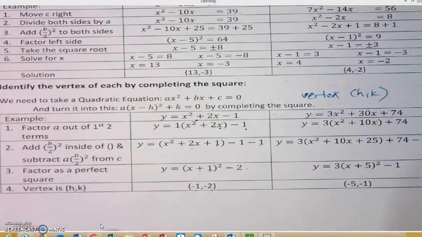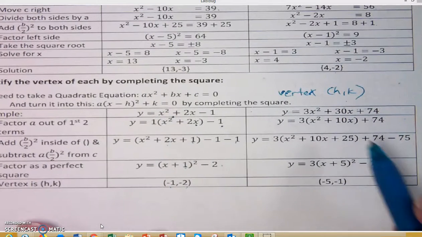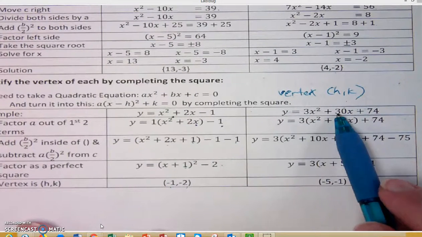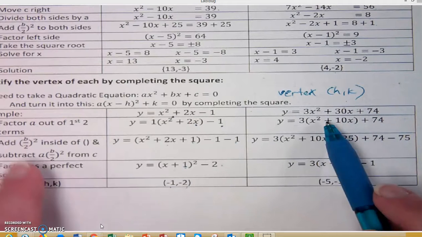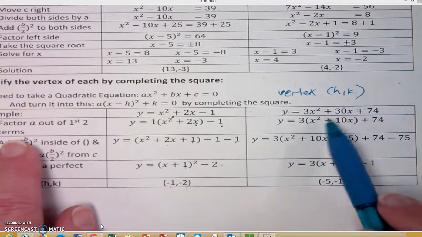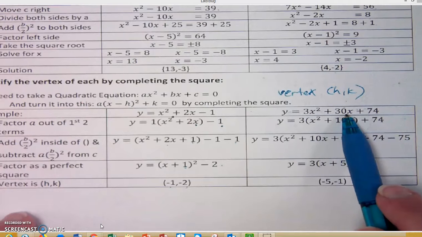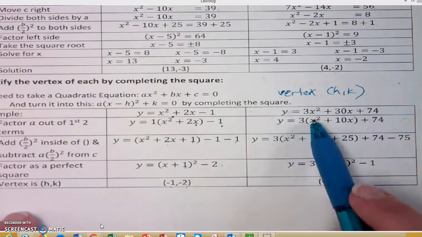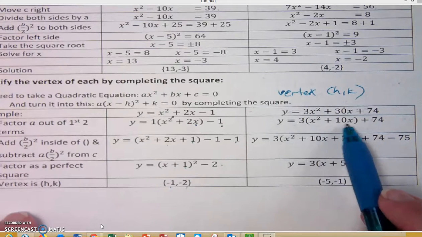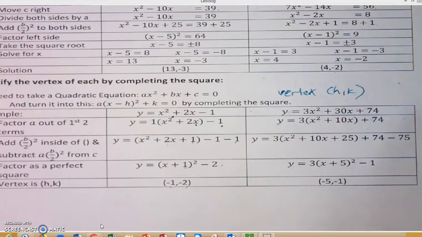Now, what do we do if a is not 1? So let's look at this next example. y equals 3x squared plus 30x plus 74. Step number 1, we're going to factor a out of the first two terms. So out of 3x squared plus 30x, I can factor 3 out there. So 3 times x squared, because I want this a to be 1, plus 10x. 3 times 10x is 30x. And then just keep the 74 right here, plus 74.